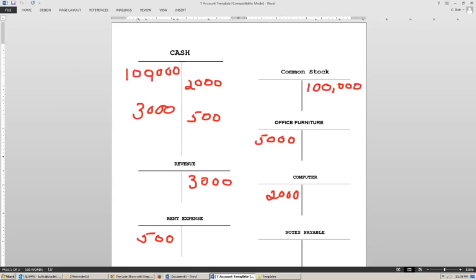Office furniture is an asset. You debit assets, that goes on the left-hand side. And we signed a notes payable, so this is a liability for $5,000. It goes on the right-hand side because liabilities are increased by a credit.